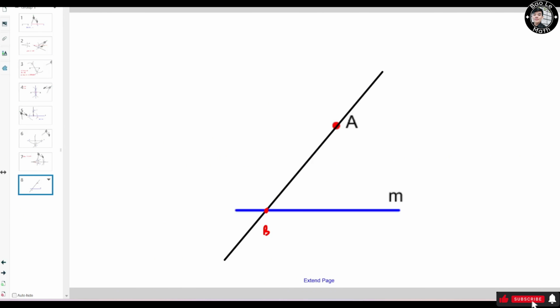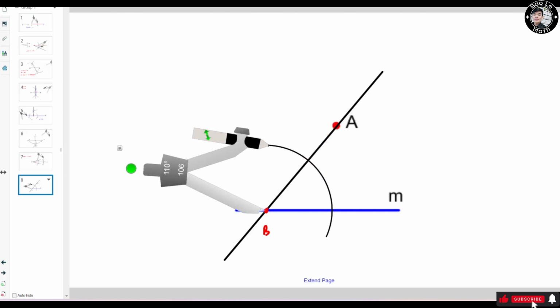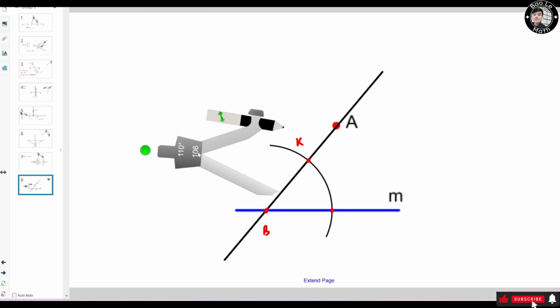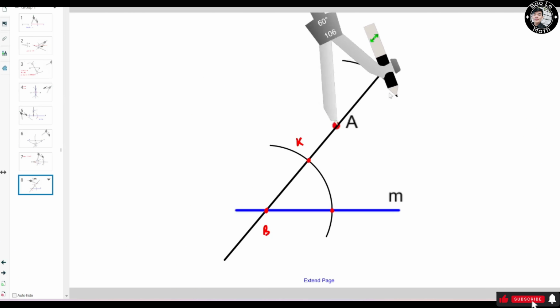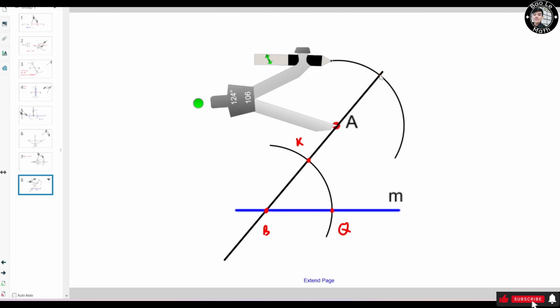Now next step, I'm going to bring up the compass. I'm going to put the compass needle at point B. Then I'm going to draw an arc. Now this arc intersects the line AB at point K. And this one, point Q. I'm going to move the compass needle to point A. Then I'm going to draw another arc right here. Now I have the new intersection point right here. I'm going to call this one point T.